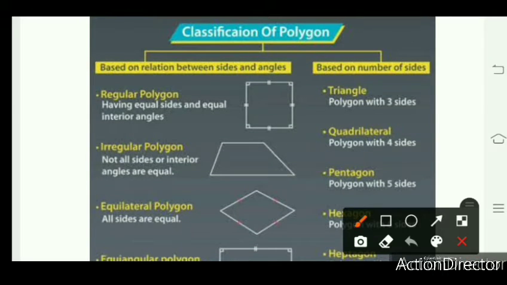Now here we will discuss classification of polygons on the basis of number of sides. Triangle, polygon with 3 sides. If the polygon has a total of 3 sides, we say that this type of polygon is known as a triangle. Now quadrilateral, polygon with 4 sides. Now pentagon, polygon with 5 sides. If the polygon has a total of 5 sides, we say that it is known as a pentagon.